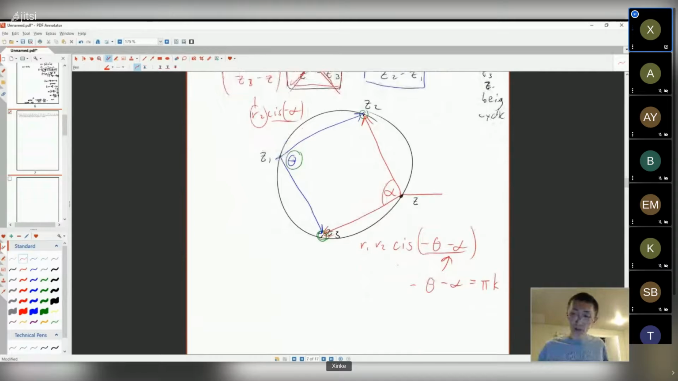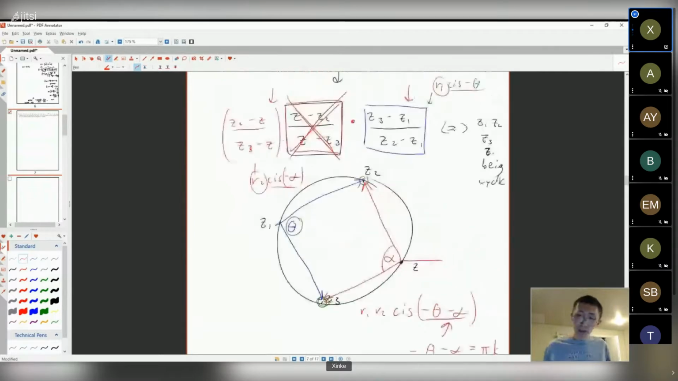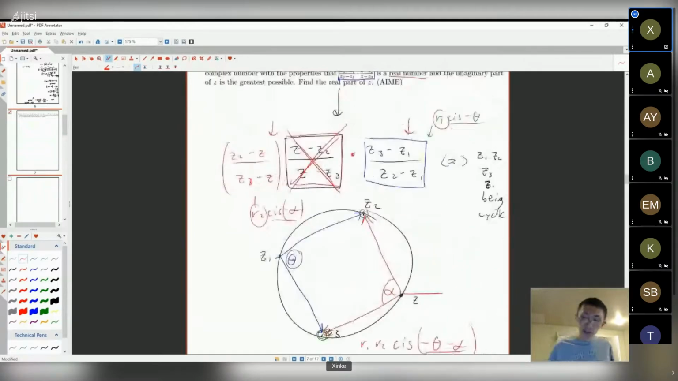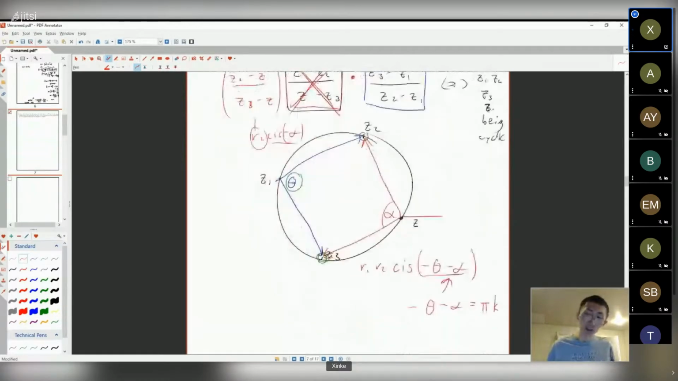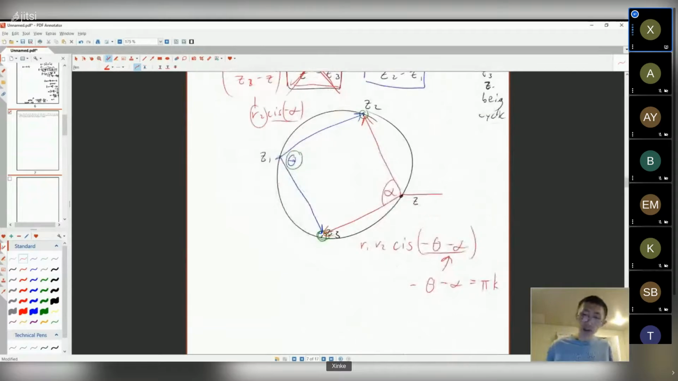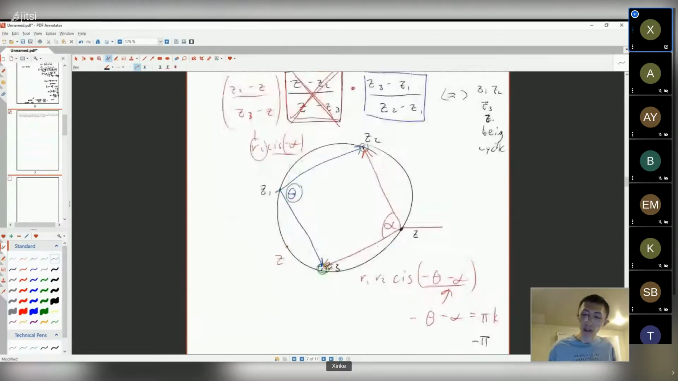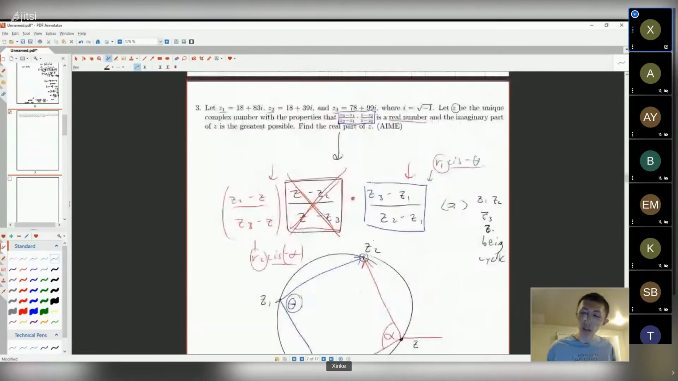So yeah, and you can see from the picture that it has to be 0 or 180, depending on the configuration. It's also possible that if z was right here, it's 0, because then you'll have this diagram. Well, let's just finish with the first diagram. So here we'll just say it's equal to pi or negative pi, a multiple of pi, an integer multiple of pi, because it's real.